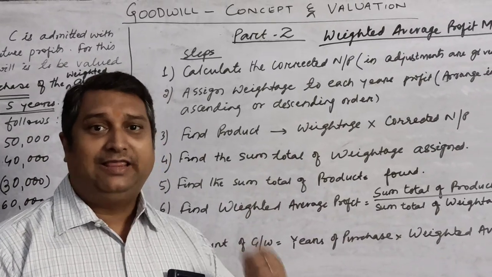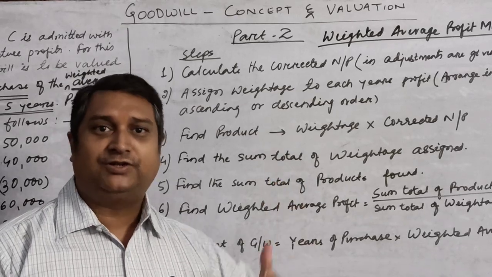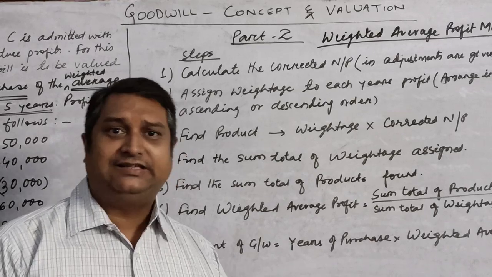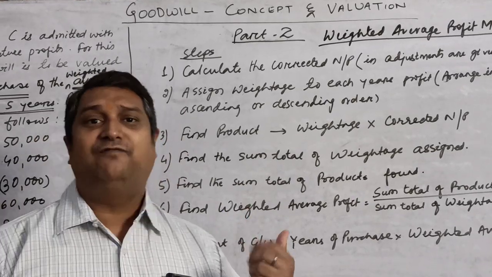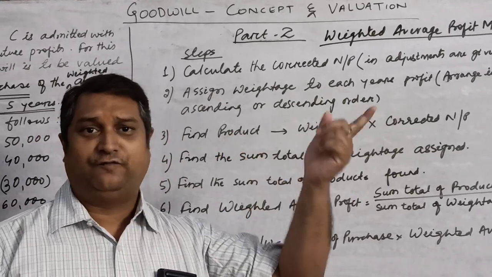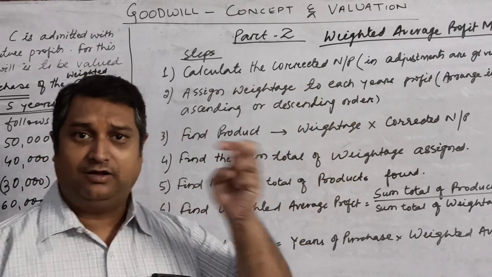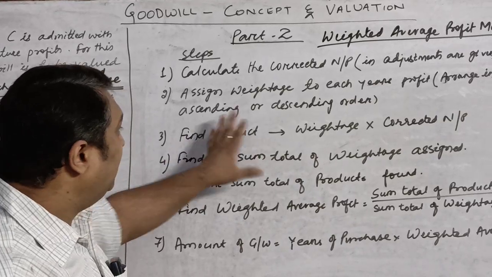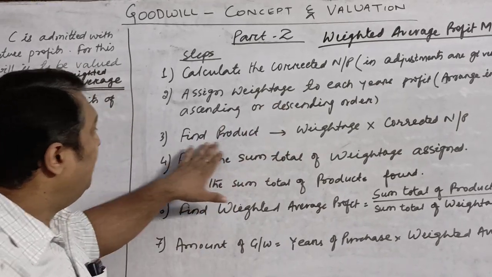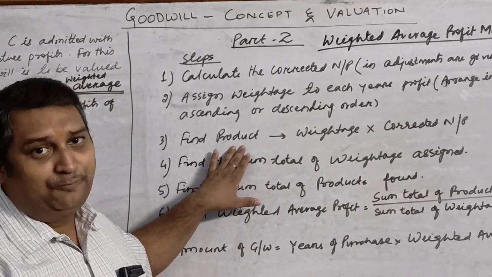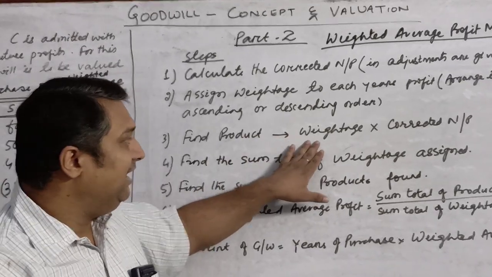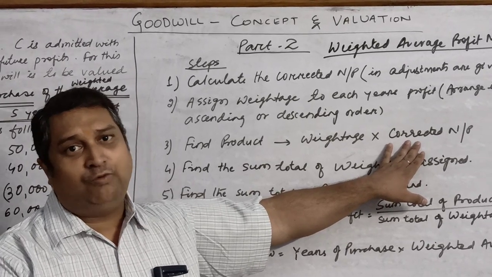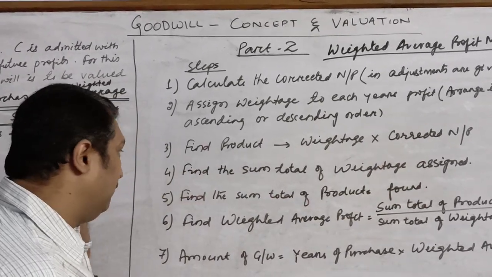If not, then before you give the weightage, first of all you are supposed to arrange all the years either in the ascending or the descending order, and then you can give the weightage like 1 for the first year, 2 for the second year, 3 for the next year, and so on. After you have assigned the weightage, you will find the product. How to find out the product? You will have to multiply the weightage with the net profit which has been either given in the question or you have found as the corrected net profit.